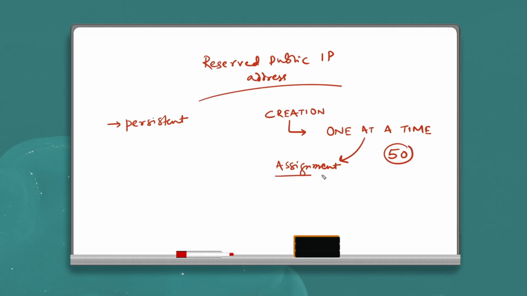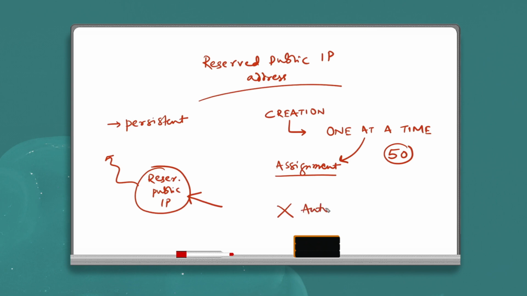So we talked about assignment. What about unassignment? So if there is this reserved public IP, let's say this is the object. In case you would like to unassign it at any time, then that particular IP address is going to return to the tenancy's pool of reserved public IPs. So there is no concept of automatic deletion. It is actually never automatically deleted. It is going to exist until you delete it.